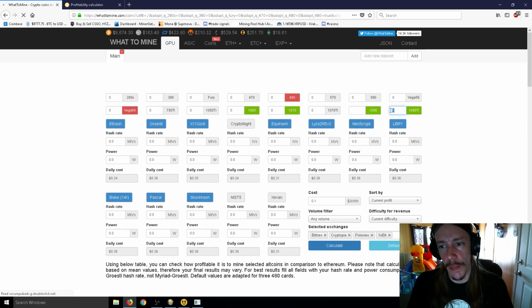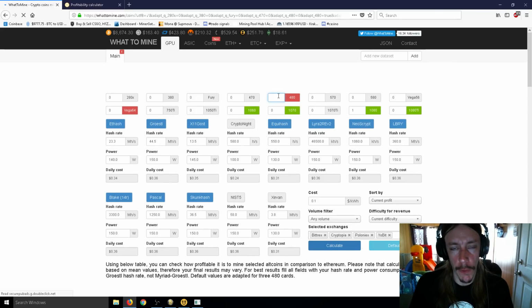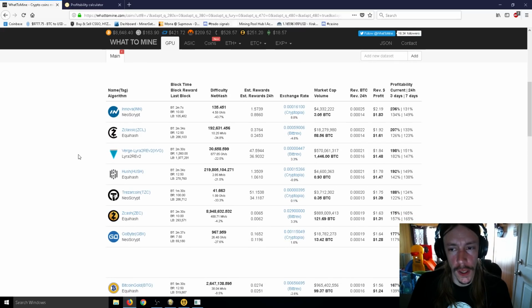But in terms of the individual coins, you can head to whattomine and see what is best here. If you have a 1080, you can just put a 1 in here. Just remember, when you get to the site, it's going to have a 3 in this box for the AMD 480, so make sure you take that away if you do not have that, and put a 1, or if you have maybe 2 or 3, you can do that. Then you just hit calculate, and you go down here, and it will show you what the most profitable coin is at the time.